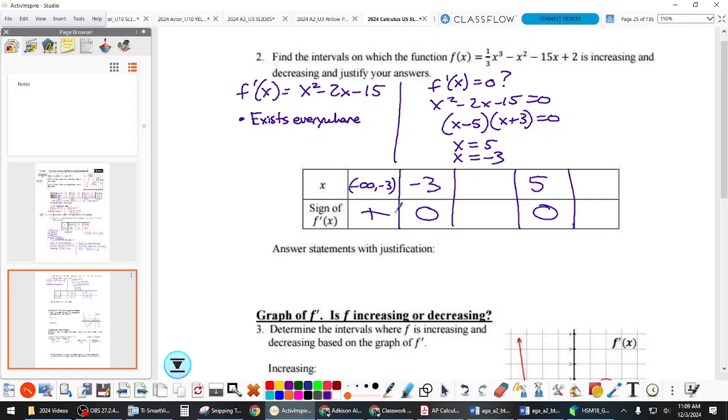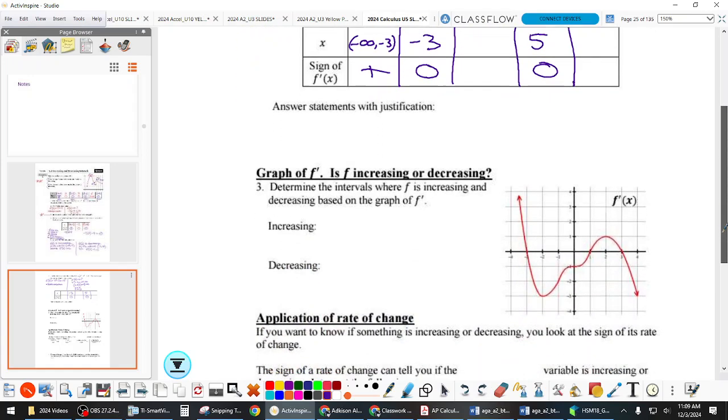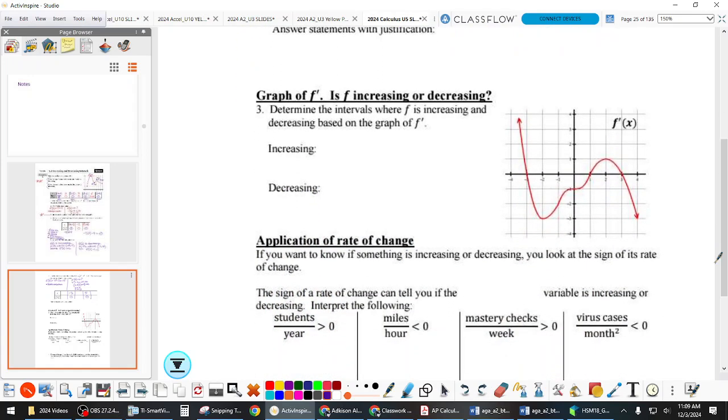Okay. All right, are you good on the rest of that, with the justification and everything? Okay. This one's kind of quick. So determine the intervals where f is increasing and decreasing based on the graph of f prime. This one's quick but super important. So let me say it that way. In fact, I'm going to put a star here, since this is a derivative.